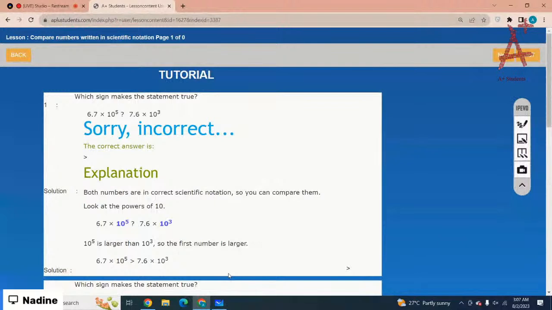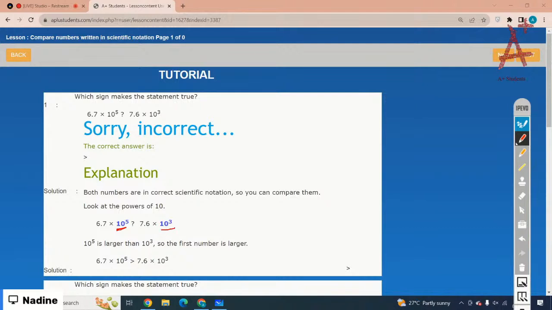So just look at the powers of 10. 6.7 times 10 exponent 5 has the exponent 5, and this one has the exponent 3, right? So 5 is greater than 3. So you can say the first number is larger than the second one, right? Just look at the other example.